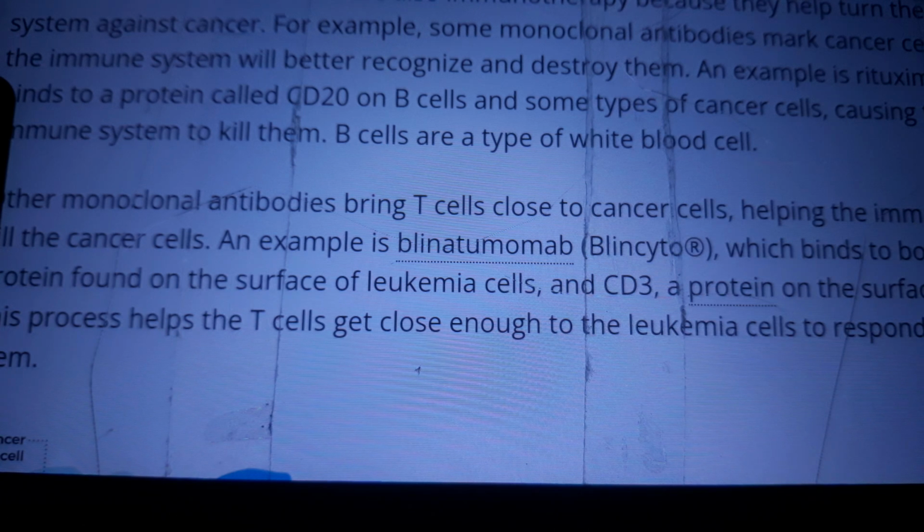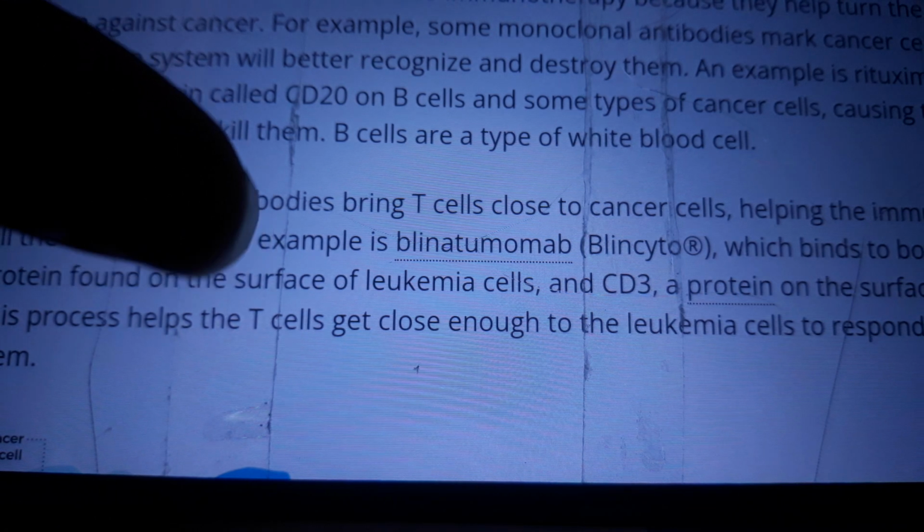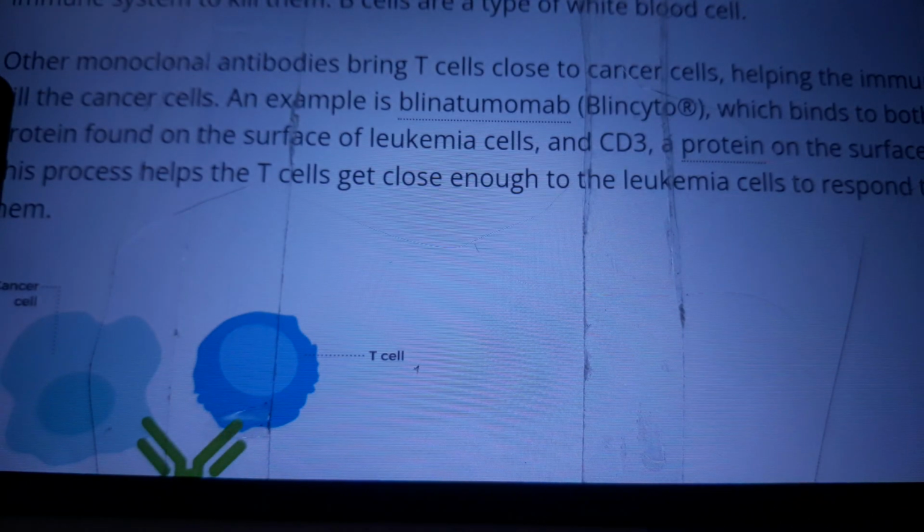Right? Some monoclonal antibodies are also immunotherapy because they help turn the immune system against cancer. For example, some monoclonal antibodies mock cancer cells so that the immune system will better recognize and destroy them. An example is rituximab, which binds to a protein called CD20 on B cells and some types of cancer cells, causing the immune system to kill them.